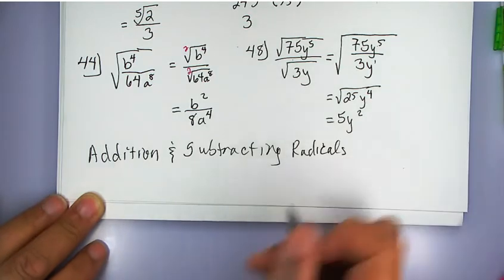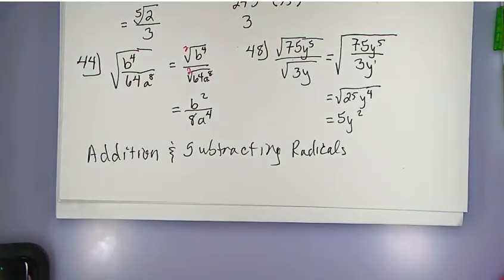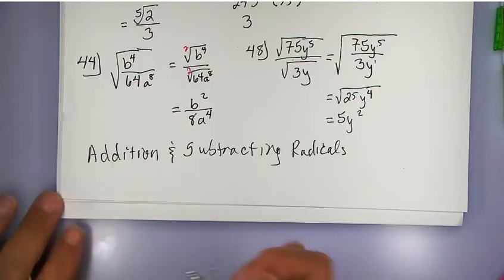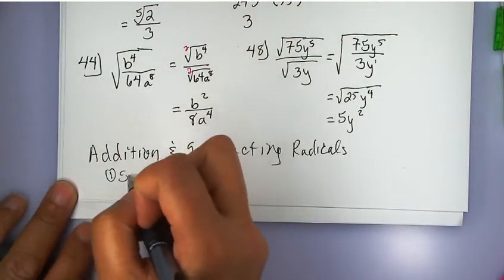We can do square root of 3 plus square root of 3, and that gives me 2 square roots of 3. But square root of 3 plus square root of 7 does not equal square root of 10. Again, remember what I wrote earlier, that is voodoo algebra.